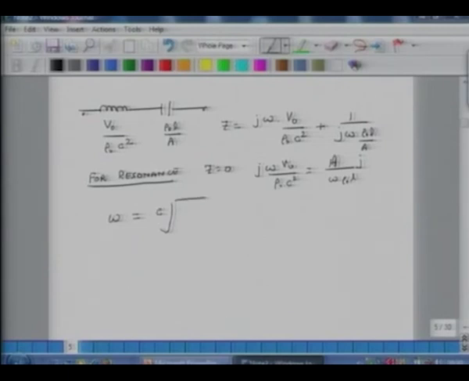omega equals c times the square root of the cross-sectional area of the tube divided by the length of the tube times V naught. Is that what I get? Yeah.